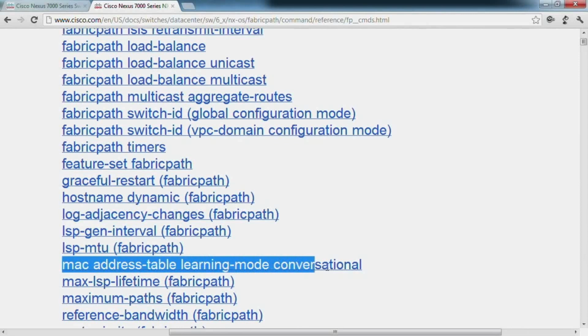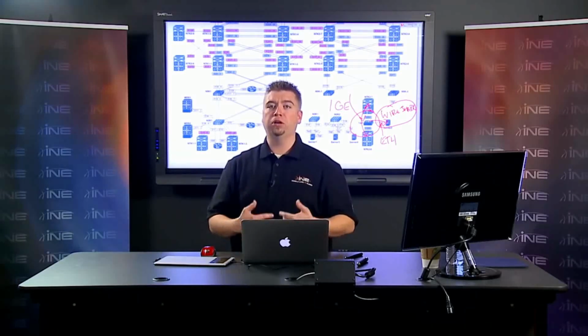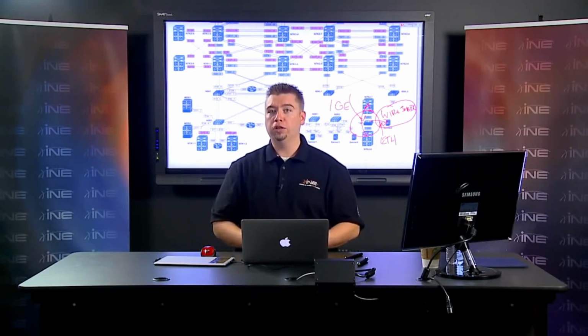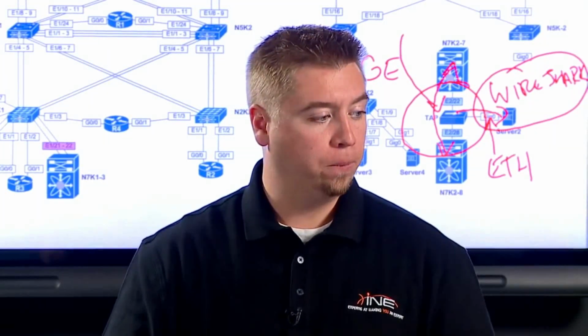MAC address table, learning mode, conversational. This is going to be, again, default for the FabricPath VLANs, but you can actually enable this for non-FabricPath VLANs, for your regular classical Ethernet. So even if you're not running FabricPath, you just have a normal layer 2 Ethernet, maybe you're doing VPC, if your MAC address tables are starting to get out of control, you could go to all your VLANs and change the learning mode to conversational, and that's going to save you some space inside the CAM table there.